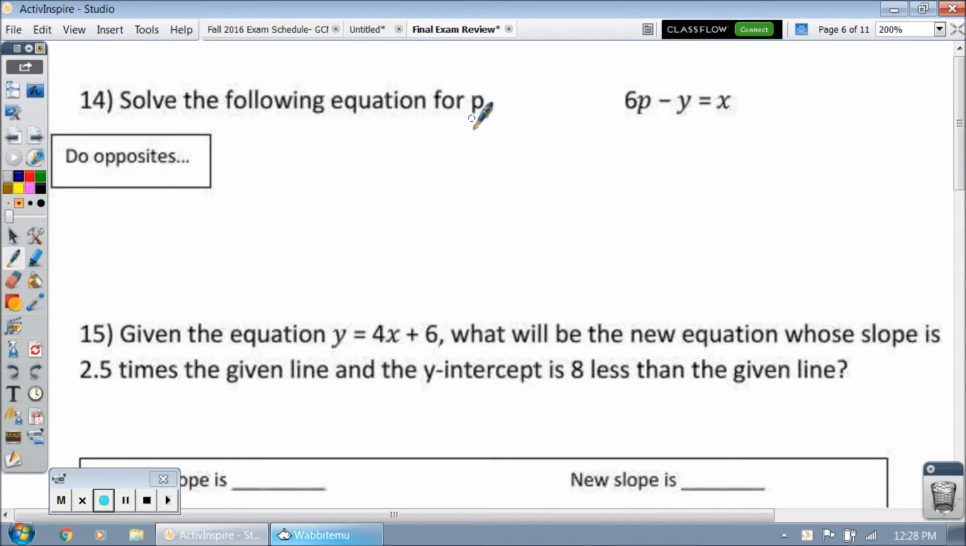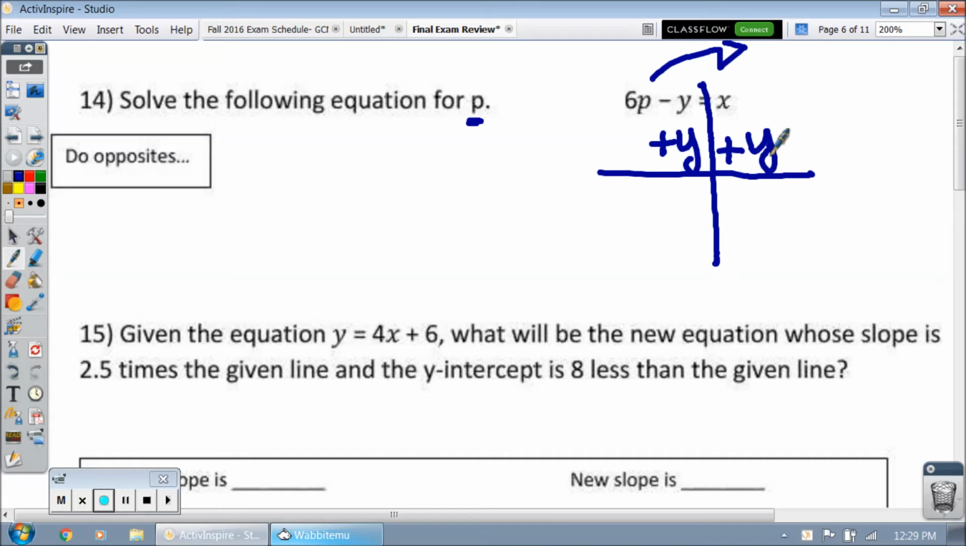14, solve for the letter P. We're going to do opposites. So the letter P is on the left. We need to move everything to the right. So we're going to start with this negative y. Well, to move it to the other side, we need to do opposites. We're going to do plus y. Goodbye. X plus y is x plus y.